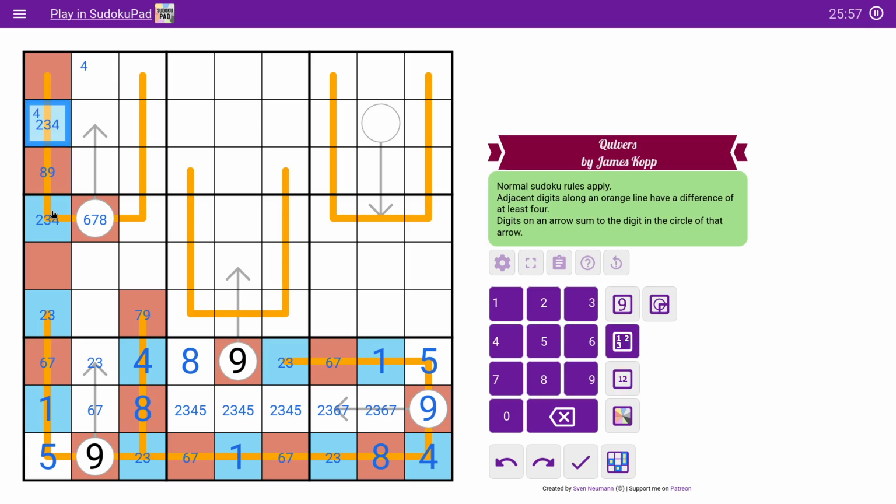Doesn't feel startlingly useful. If there's a 4 here, then there's a 4 here, and this is an 8. So this cannot be 5. One of these is 5.